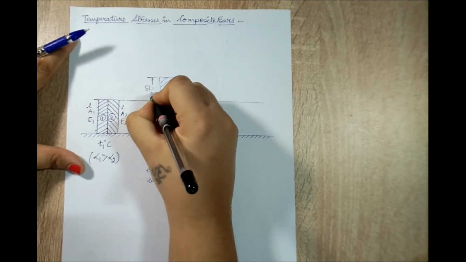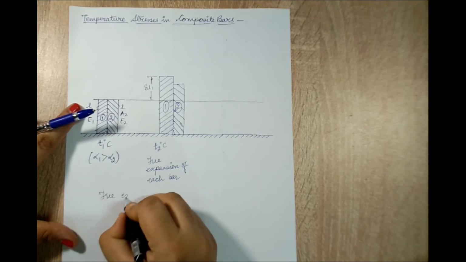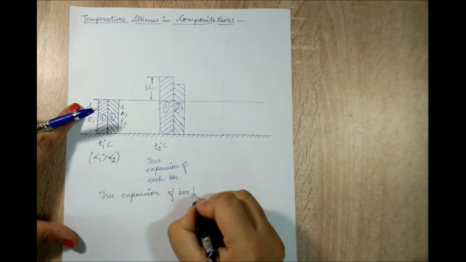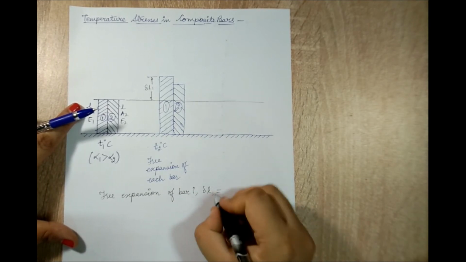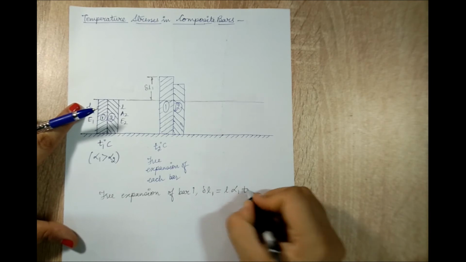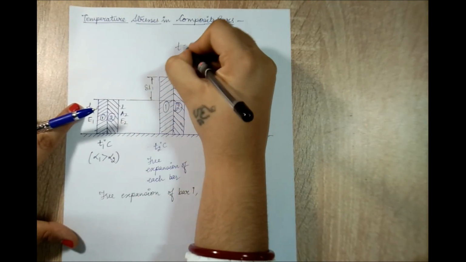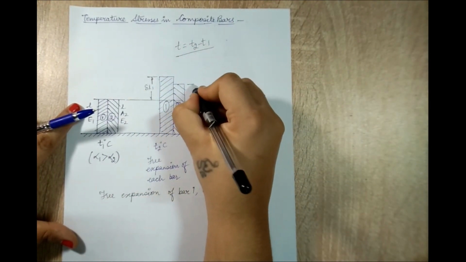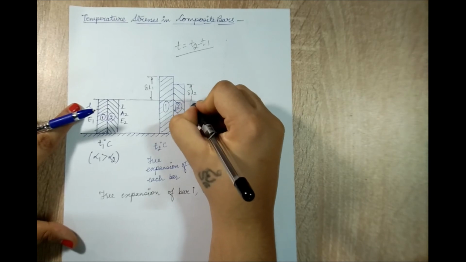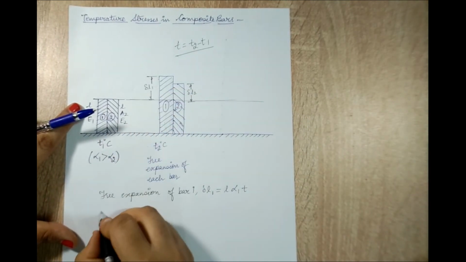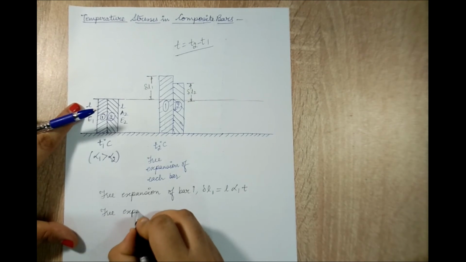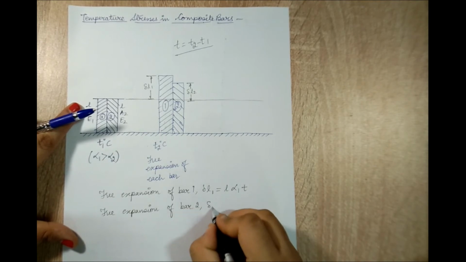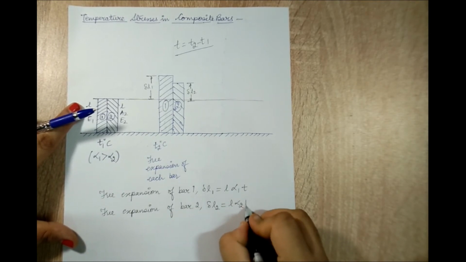Let me call it delta L1. So the free expansion of bar 1, which is delta L1, will be L alpha 1 into T. T again is the difference of temperature, T2 minus T1. For the second bar, the value of delta is delta L2. So let me write again the free expansion of bar 2. Delta L2 is L alpha 2 into T.